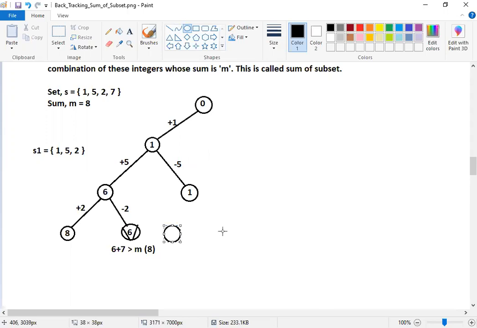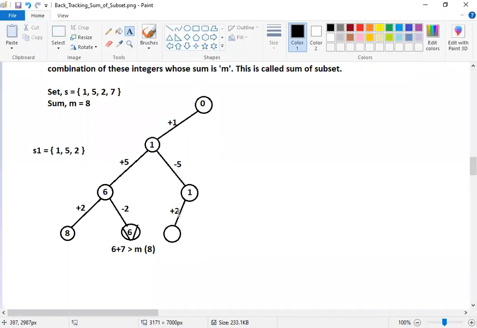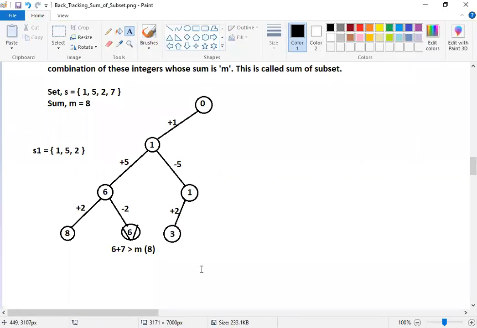So I need to draw a left child. Since I'm considering that particular number, that has to be drawn on the left side of that particular parent. That indicates I'm considering the next number, that is plus 2. So if I consider plus 2, then the total sum is going to be the previous sum, that is 1 plus 2, that I get as 3 here. Okay. Now I consider 2.